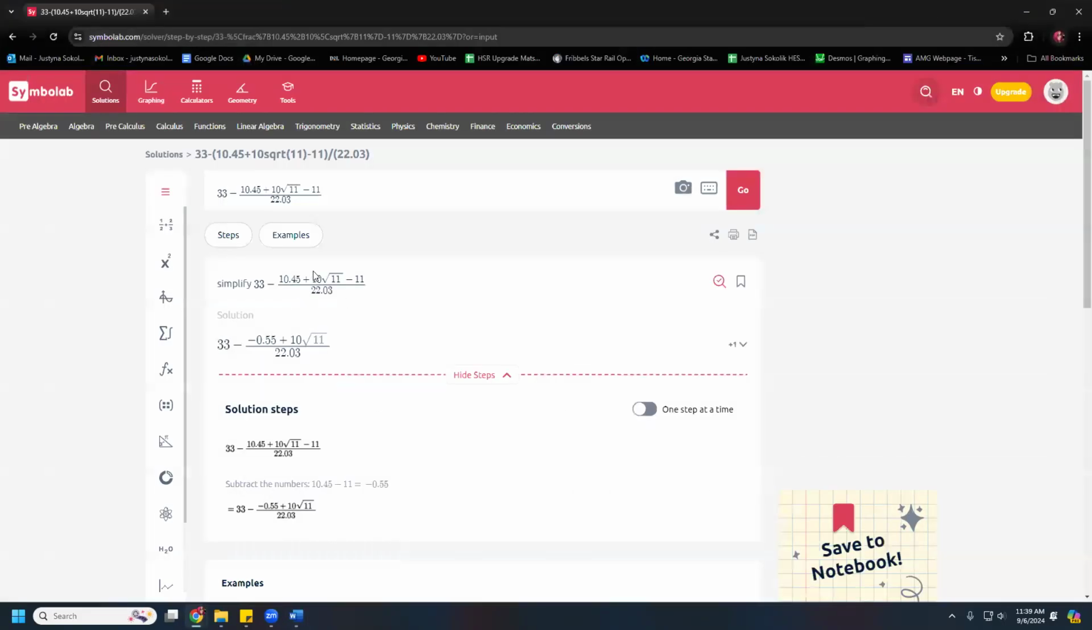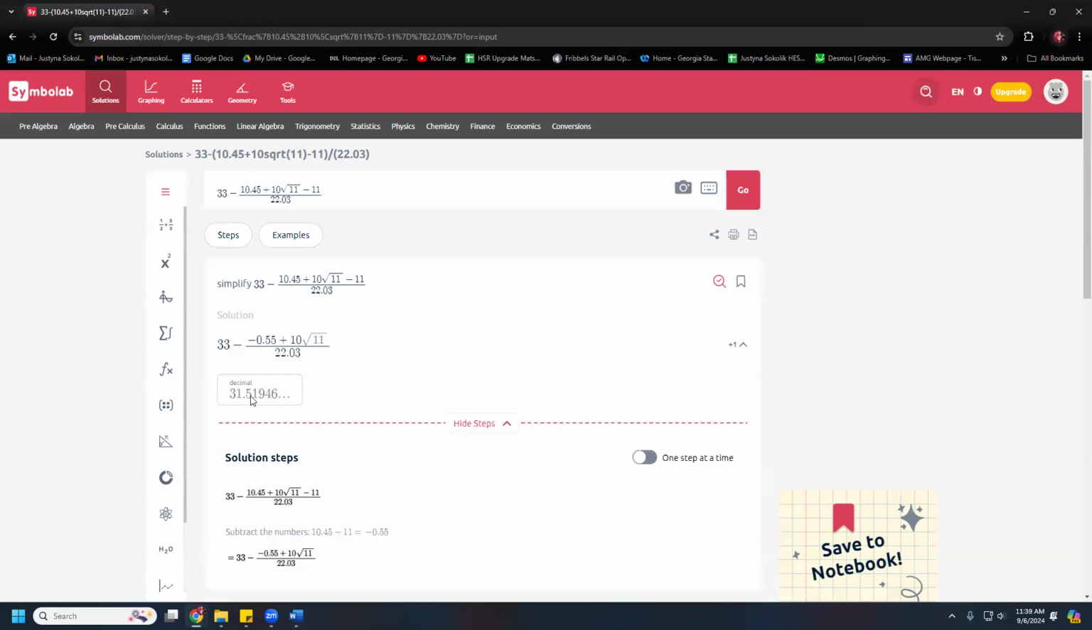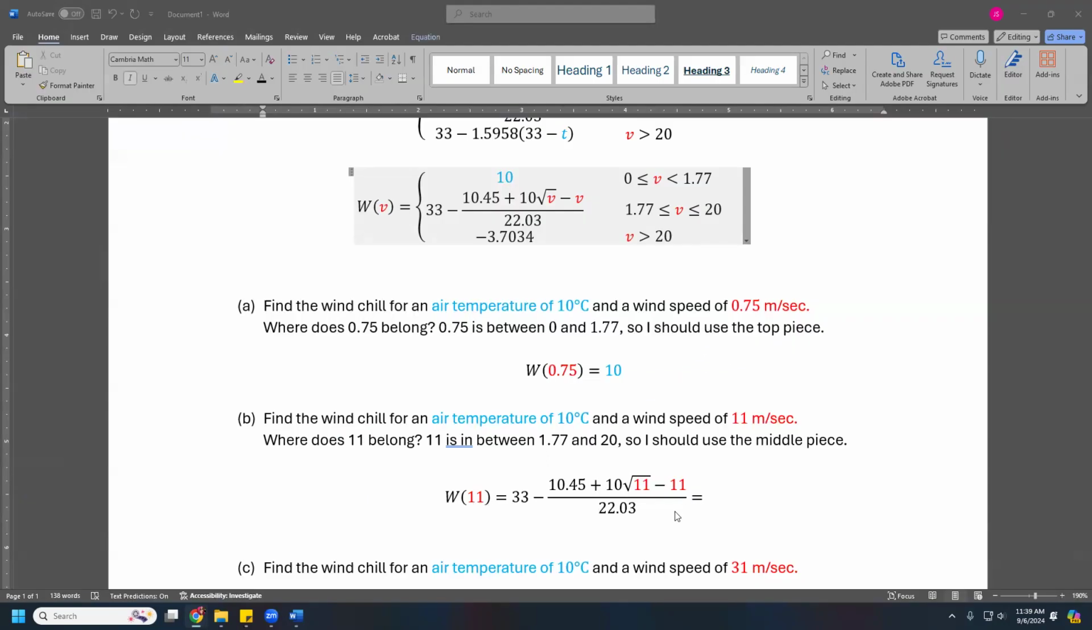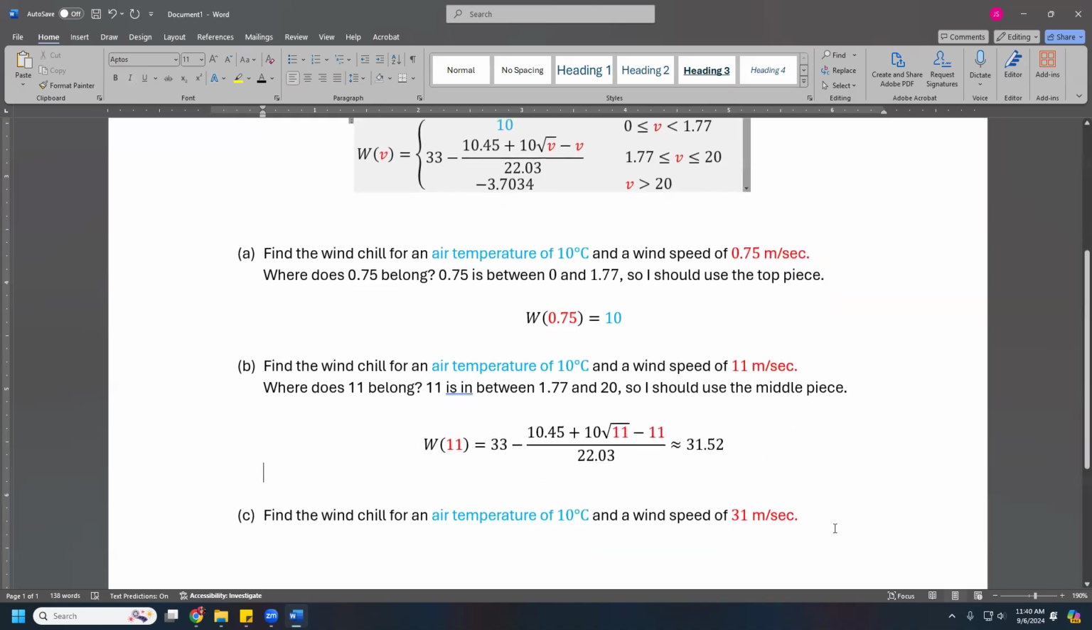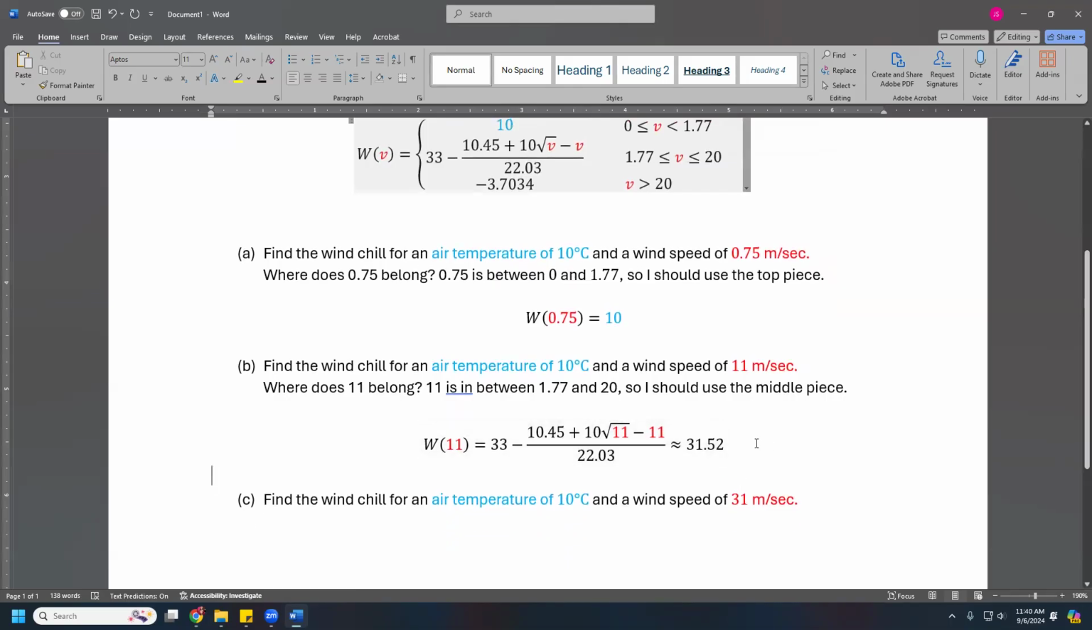And here's my calculator result. And when I simplify this, it gives me 31.52. So I'm going to say this is approximately 31.52, just rounding to 2 decimal places. I can't remember which it is off the top of my head for Pearson, what they want this answer to be, but 2 decimal places is probably fine for right now. Go to more if you need more.